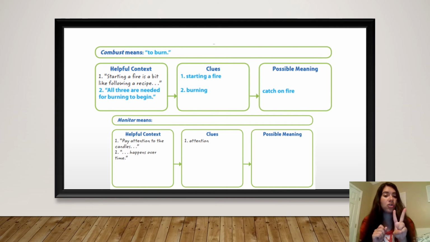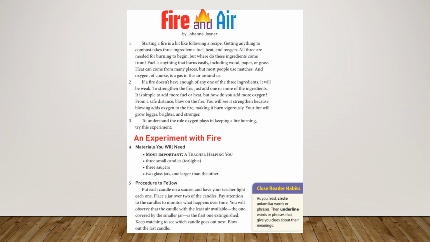We have 2 helpful contexts in this one, and I'm going to push you to find 4. The first ones they gave us were pay attention to the candles and happens over time. So let's go back to the text and find 2 more. I'm in paragraph 5 looking for the word monitor. I found it, I circled it, and I found the 2 helpful contexts that were already given to me. Those came in the same sentence as the word monitor. Now I'm going to look at the sentence afterwards.